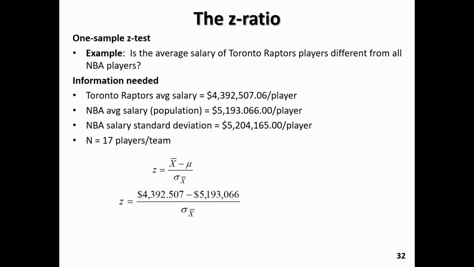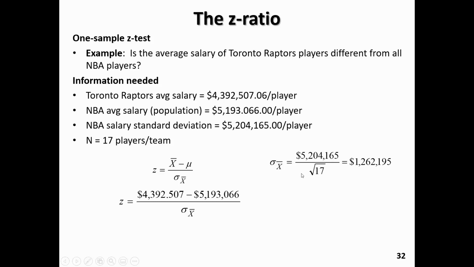that you see here. Now, in order to carry out this equation, we would take the average salary of our sample. Our sample here is the Toronto Raptors, and we put this into the equation, as you can see at this point, and then we subtract the population average, which is the average salary for the rest of the league, and we divide it by the standard error of the mean of that population.